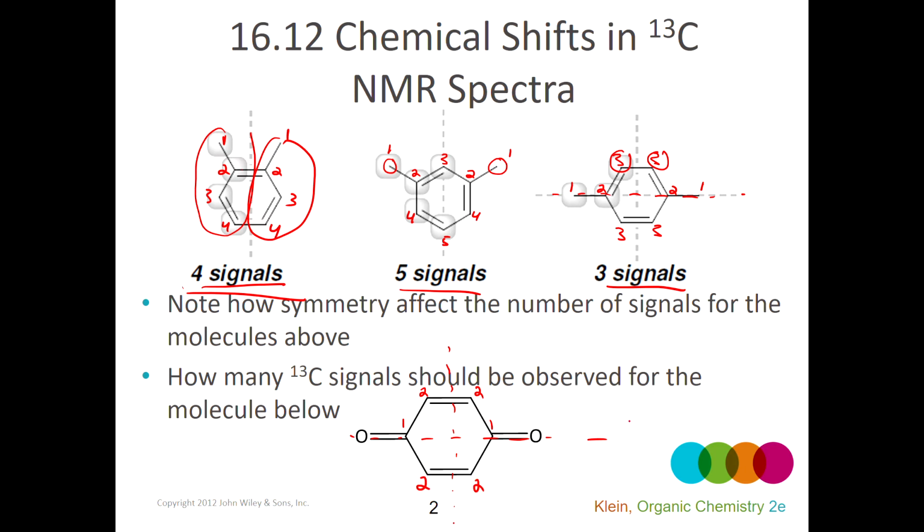So here I would only get 2 total signals: 1 signal in the area where I expect sp2 hybridized carbons to come, and another signal where I expect sp2 hybridized carbons that are directly bonded to an oxygen, which is very de-shielding, pulling electron density away. And we'll talk about where we expect those signals to appear in a minute.